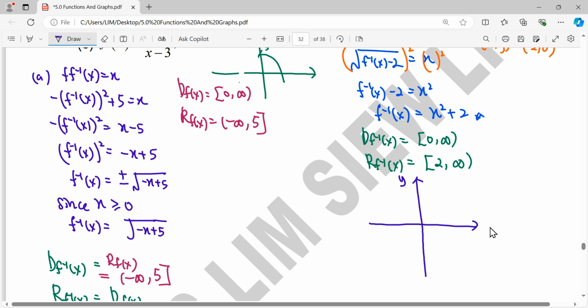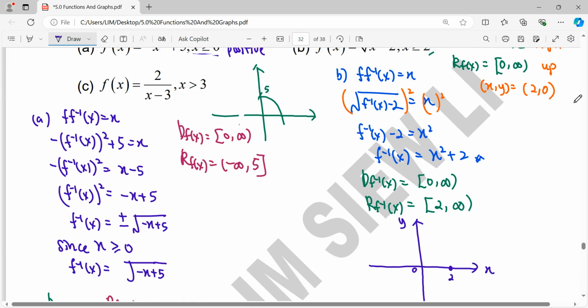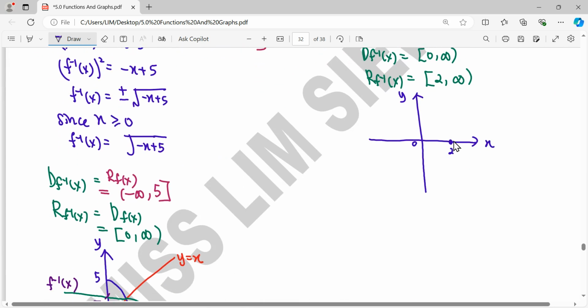So label our x-axis, label our y-axis, 0, then starting point 2, 0. So 1, 2 here, 2, 0. So this is our starting point, going right and going up. So we're going to shoot up here. So this is our original function.